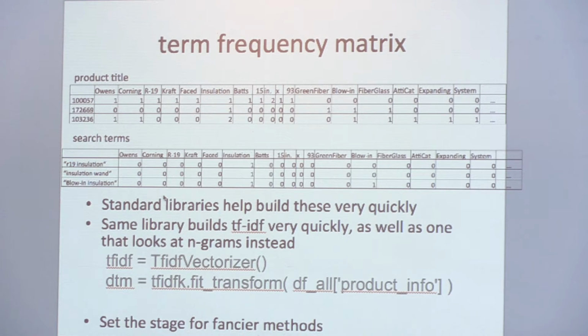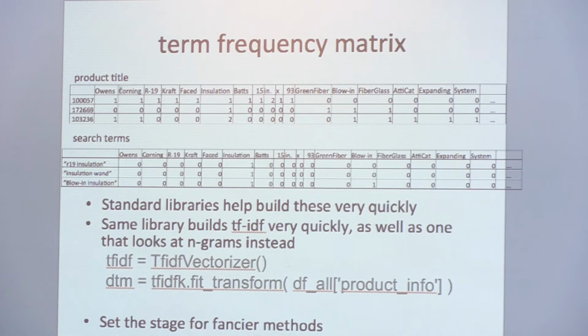Looking at where we did the overlap of words before, we did that using Python, for words in search term or words in product title, for example. But you want to do that in a more efficient way. So what you can build is something called a term frequency matrix.